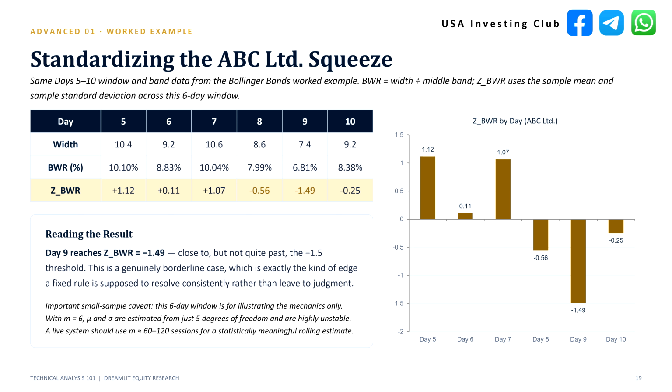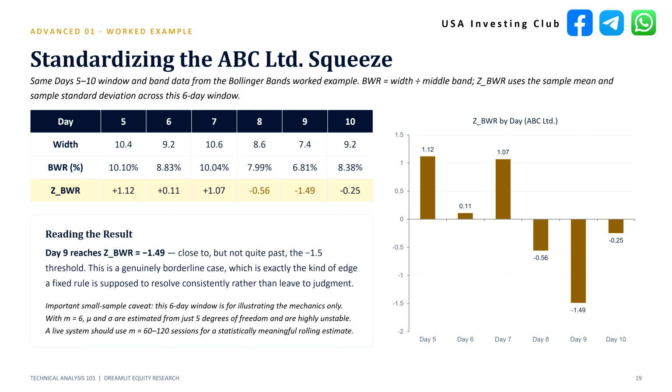Look closely at day 9. Z sub BWR reaches minus 1.49, close to, but not quite past, our negative 1.5 threshold. That's a genuinely borderline case, and it's exactly the kind of edge case a fixed statistical rule is supposed to resolve consistently, rather than leaving it to subjective judgment.